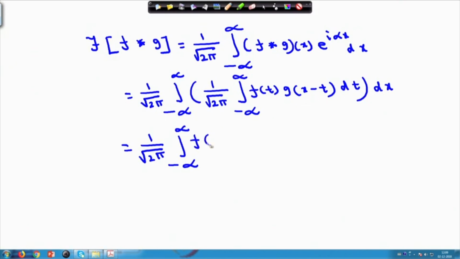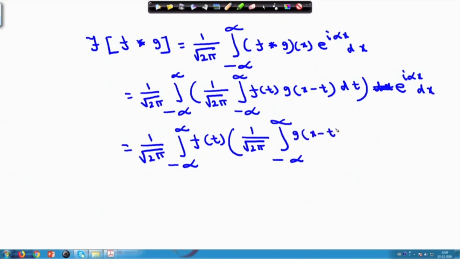So f(t) I can bring outside the inner integral. Sorry, here I missed one term: there will be e power i alpha x into dx, which was there earlier. So after bringing f(t) outside by changing the order of integration, you can write g(x minus t) into e power i alpha x into dx, into dt.